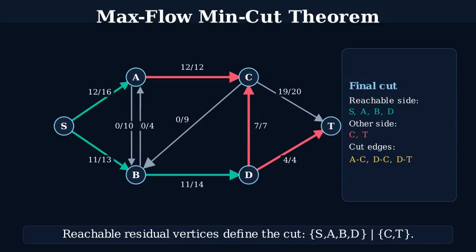Now take every vertex reachable from S in the residual graph. In this example, the reachable side is S, A, B, and D. The other side is C and T. The crossing edges are A to C, D to C, and D to T. Their capacities are 12, 7, and 4, totaling 23.